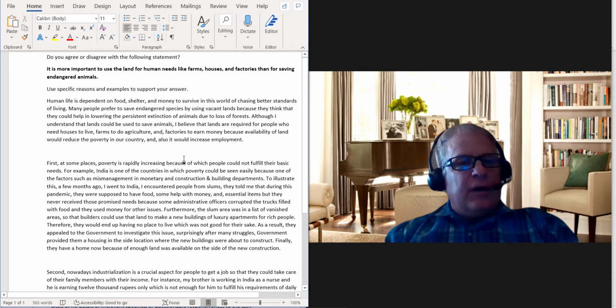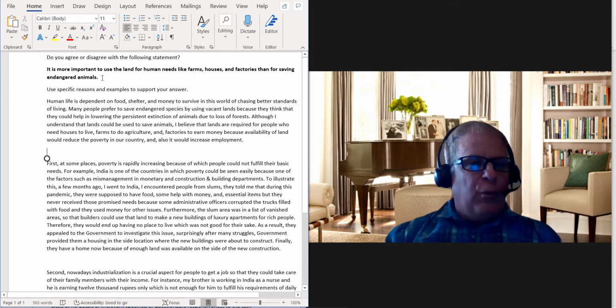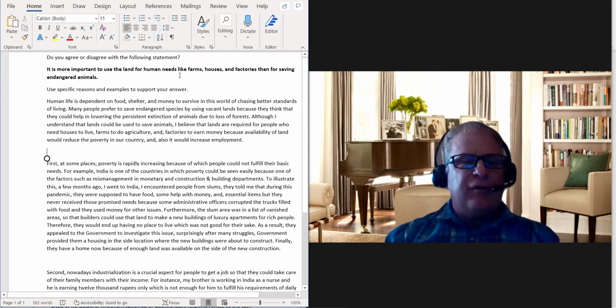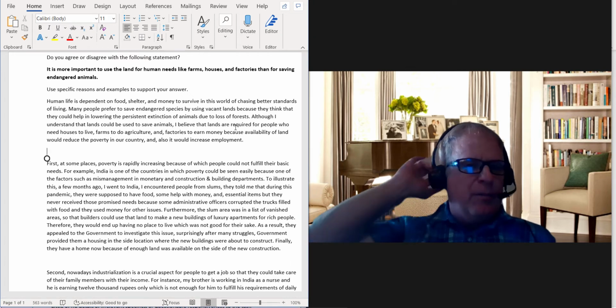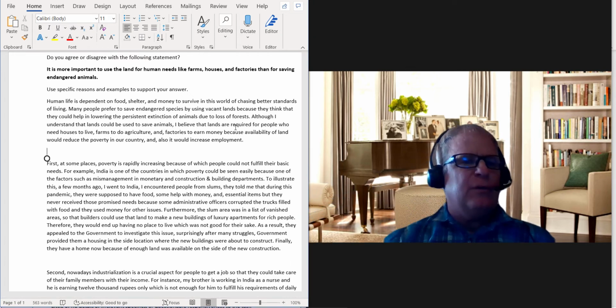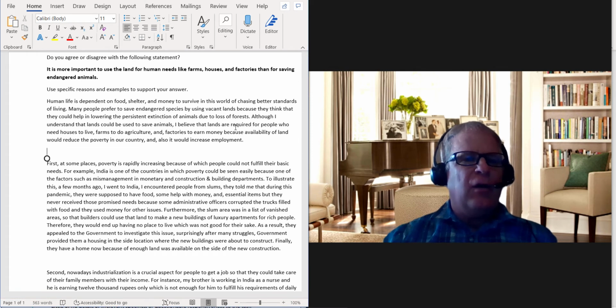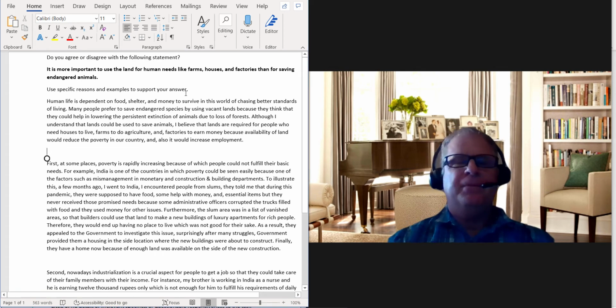Okay, so let's take a look at the writing prompt. It's more important to use the land for human needs like farms, houses, and factories than for saving endangered animals. That's kind of the idea here, right? Now let's take a look at each of these body paragraphs. So you say, I believe that land is required for people who need houses to live, farms to do agriculture, and factories to earn money, because availability of land would reduce the poverty in our country, and also it would increase employment. So that's a great thesis. I'm not going to mess with that.